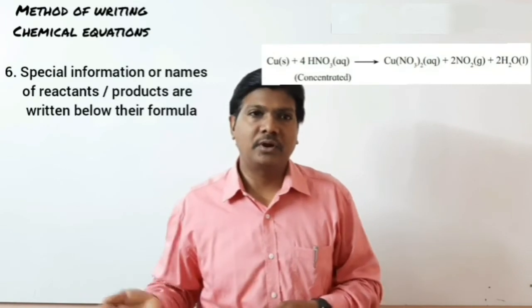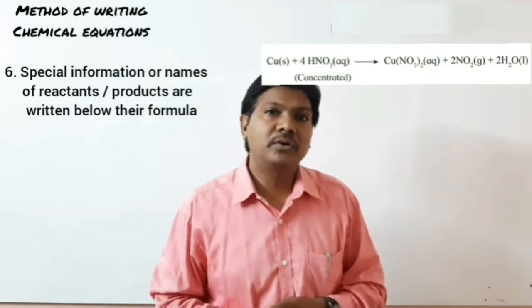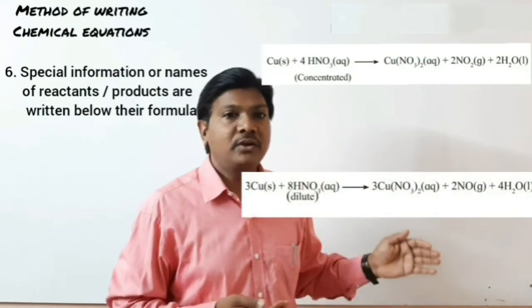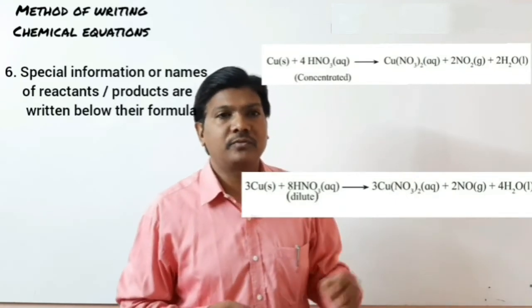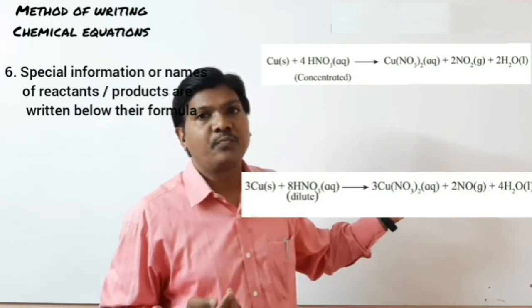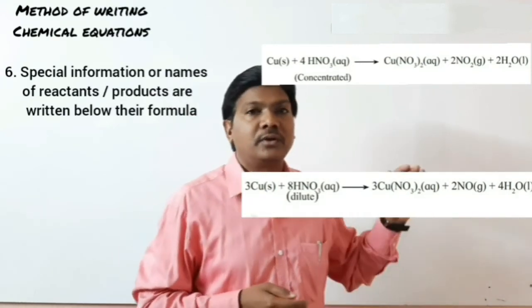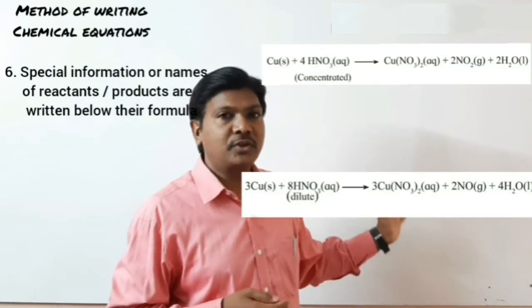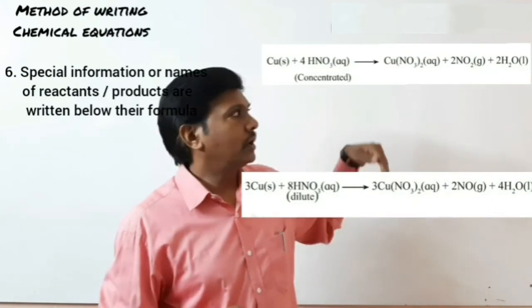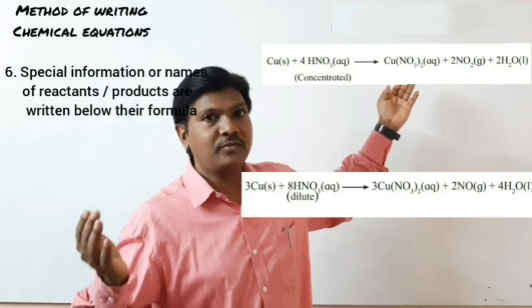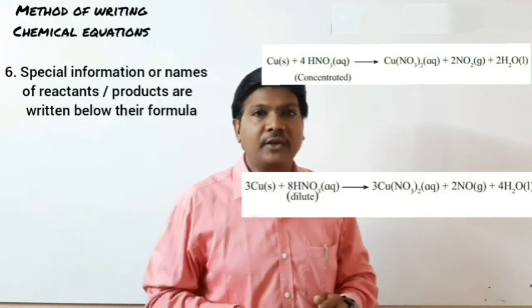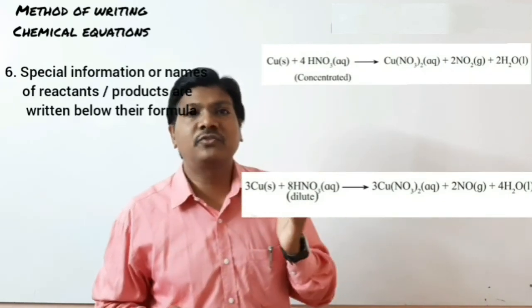And if again this copper and dilute nitric acid react with each other, at that time nitric oxide gas is formed. So see its chemical reaction: Cu plus 8 HNO3 gives 3 Cu(NO3)2 plus 2 NO plus 4 H2O. In the previous equation there is NO2, nitrogen dioxide. Here it is nitric oxide gas, plus 4 H2O.